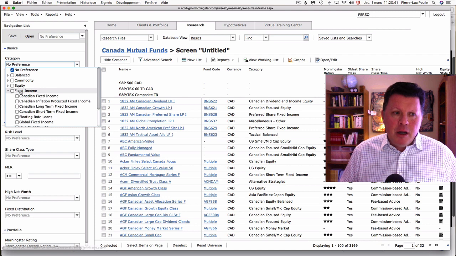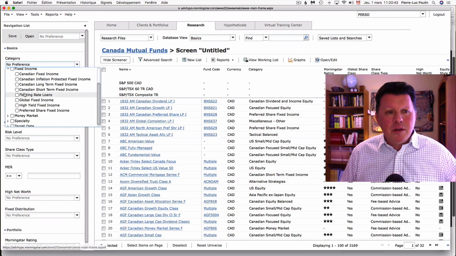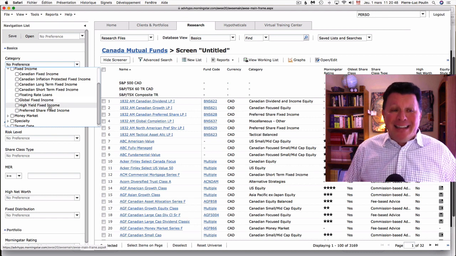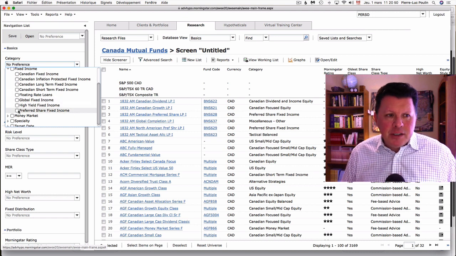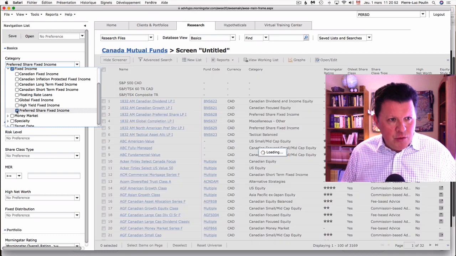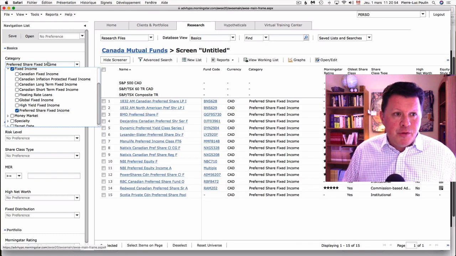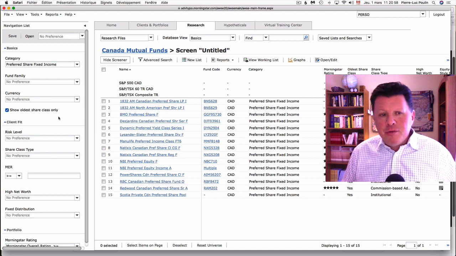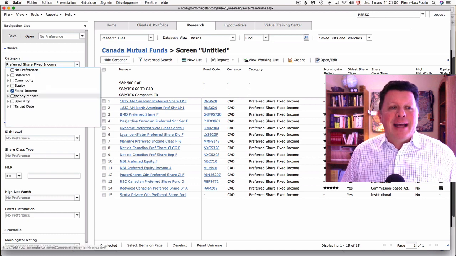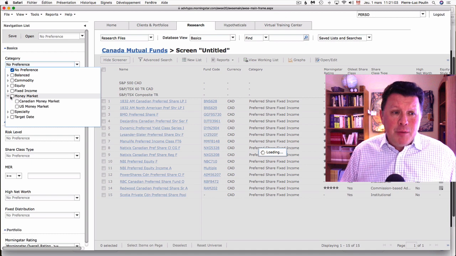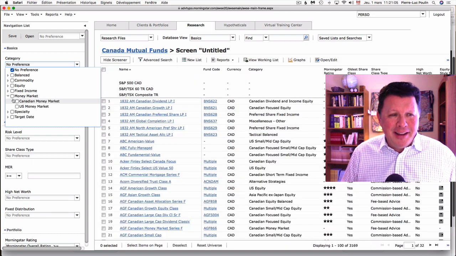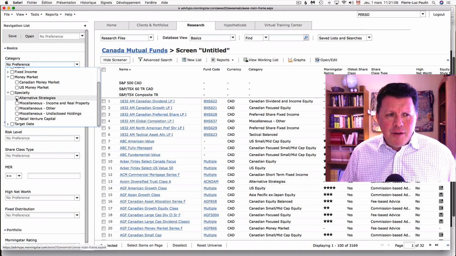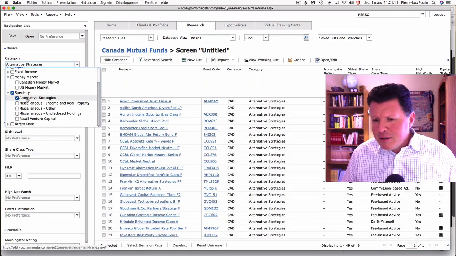You have fixed income, again, a lot of nuance: Canadian, long-term, short-term, floating rates, high yield, preferred share fixed income, and you can just choose the one. And you see on preferred share we have just 15 different funds, so those categories are not that big. And then you have money market, yeah, it's dying. And then you have specialty, alternative strategy and stuff like that. There is not a lot, not so bad.